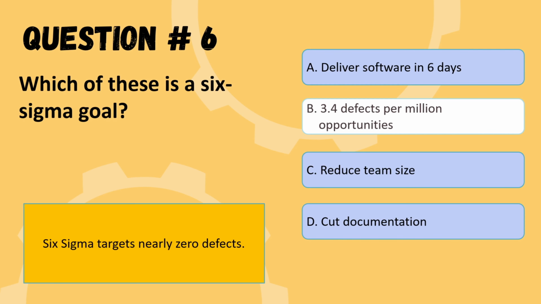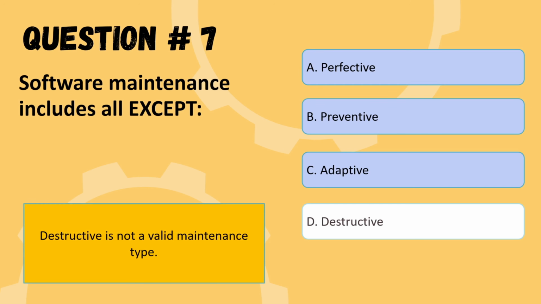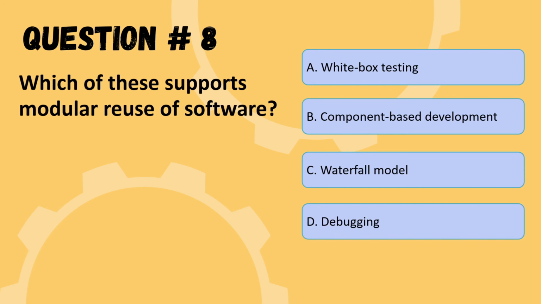So we are moving to the next question. Next question is, software maintenance includes all except perfective, preventive, adaptive, or destructive. So the correct option is destructive. So we are moving to the next question. Next question is, which of these supports modular reuse of software? White box testing, component based development, waterfall model, or debugging. So the correct option is component based development.